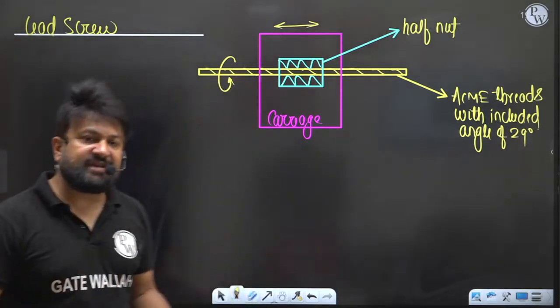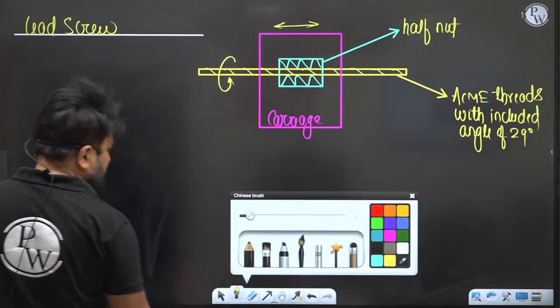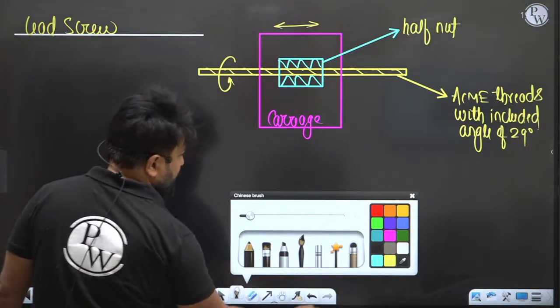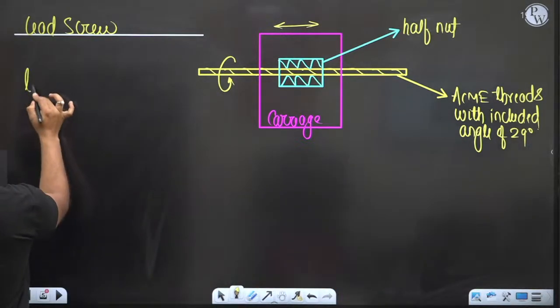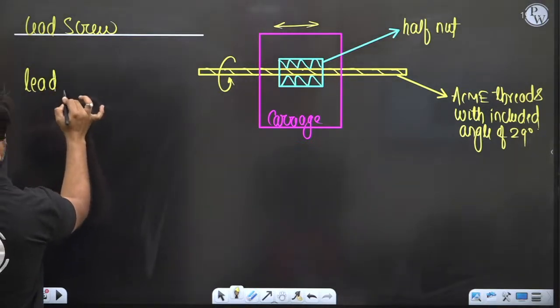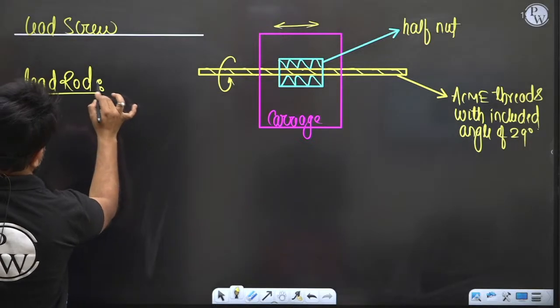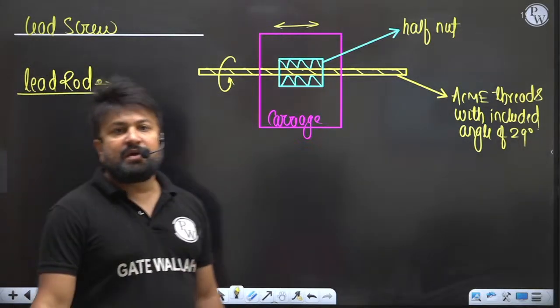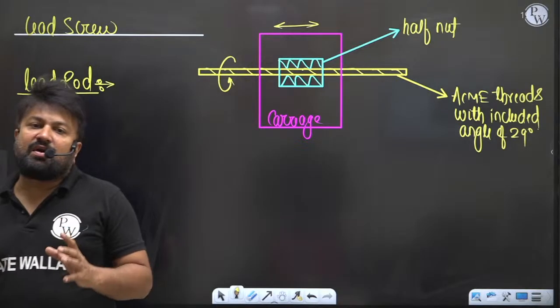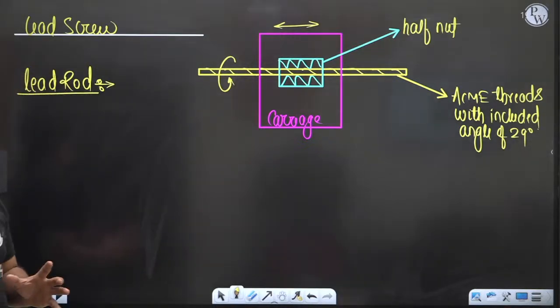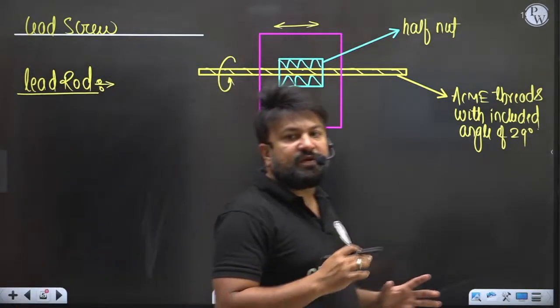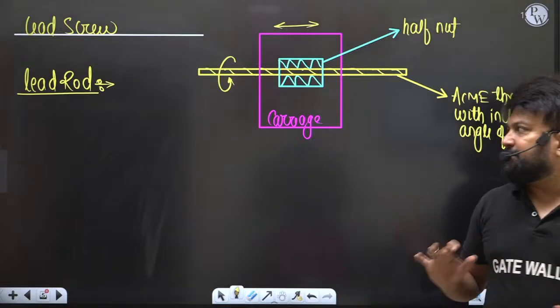Now I am going to explain some points about the lead rod. So here is your lead rod, right? The lead rod is basically a rod with a shaft, used for driving normal cutting feed, right?